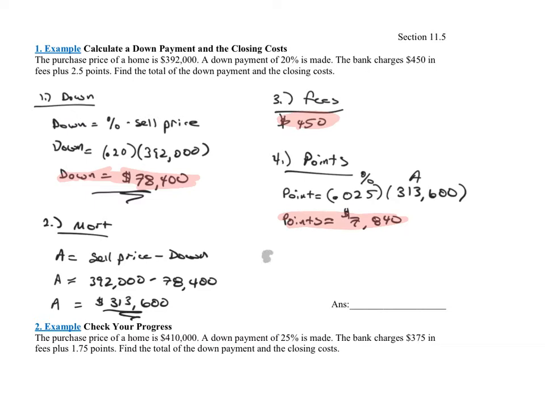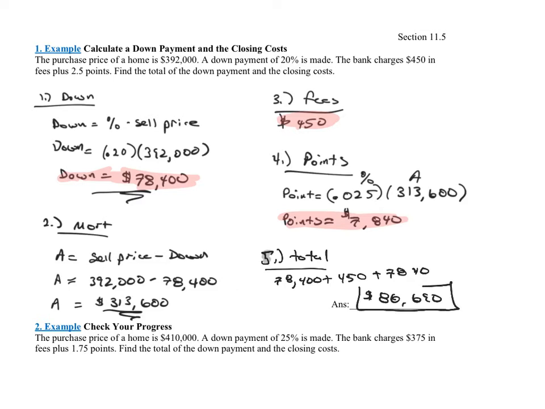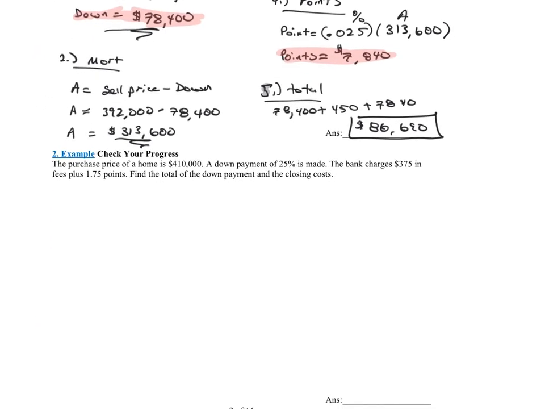So the next step that I'm going to do is get that total. And to get that total, I'm going to add those numbers together. Please do so now on your calculator. I'm getting a total of $86,690. So that's how much money this person would need to come to the table with to buy the house. Again, there would be additional fees on top of this in the real world, but that's all this question asks for. Let's go ahead and try a similar example.